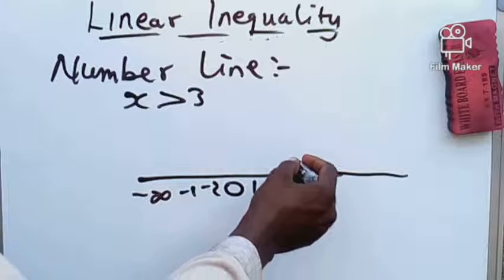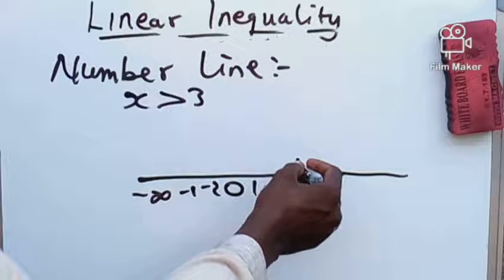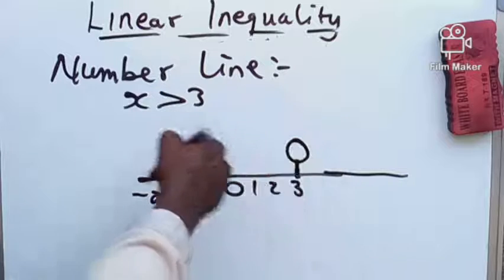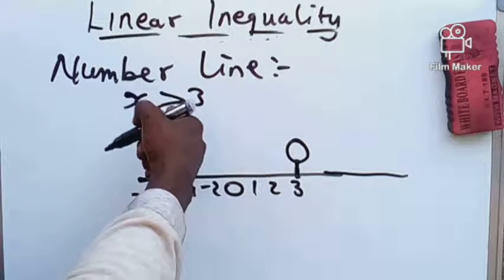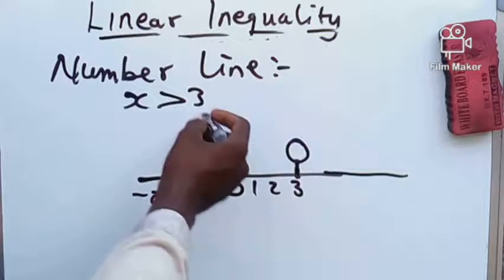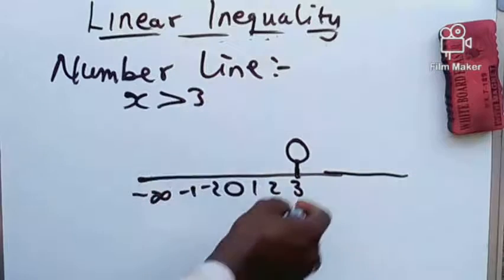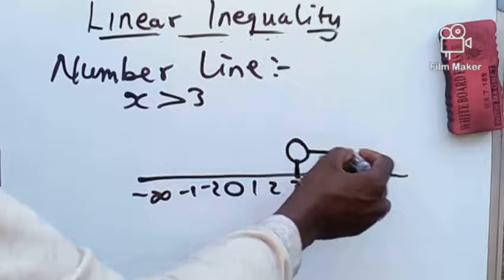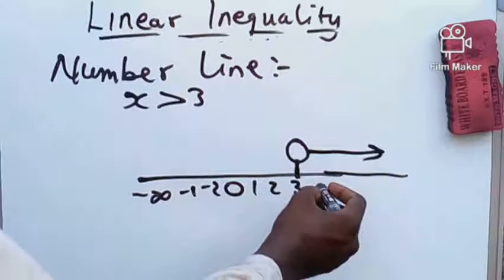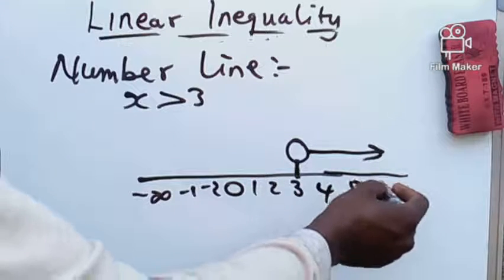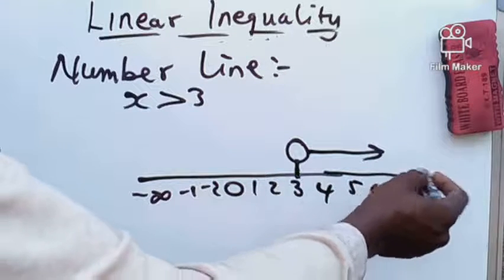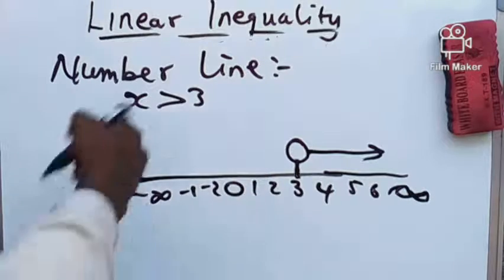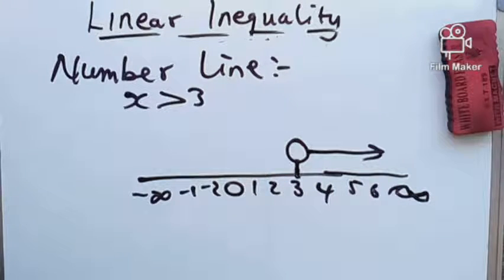Now this is 3. So we simply draw a line there. This is 3. And then we use our circle that is not shaded, since we are dealing with greater than, not greater than or equal to. And then we say if x is greater than 3, it means that the value of x is from this point and above. So x could be 4, x could be 5, x could be 6, anything all the way to what? Infinity. That is what x is. This is how to represent a number on a number line.